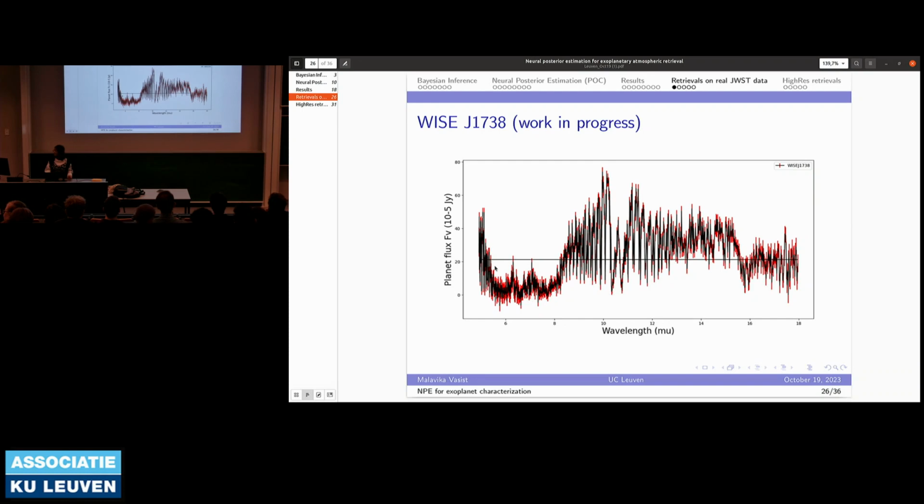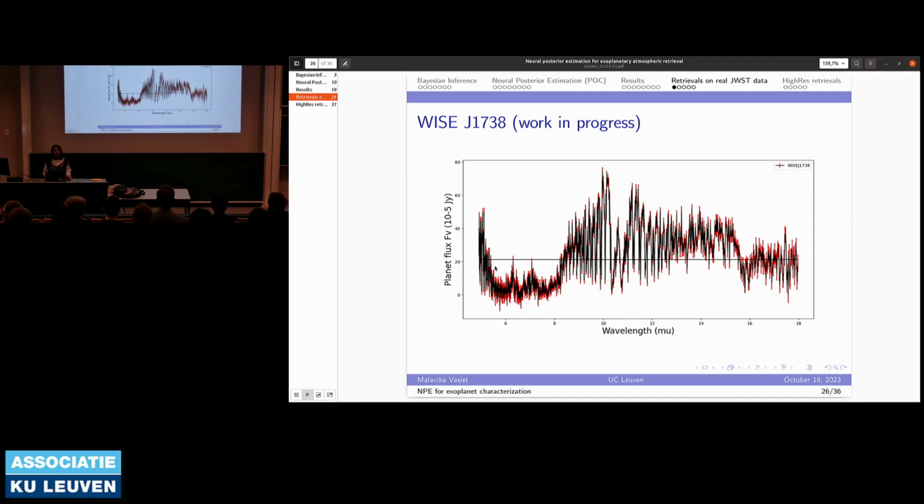I'm part of the GTO team for JWST, and I have access to the spectrum of WISE J1738. I'm trying to understand this source. It's a Y0 spectral standard. Its temperature is around 350 to 400 Kelvin.